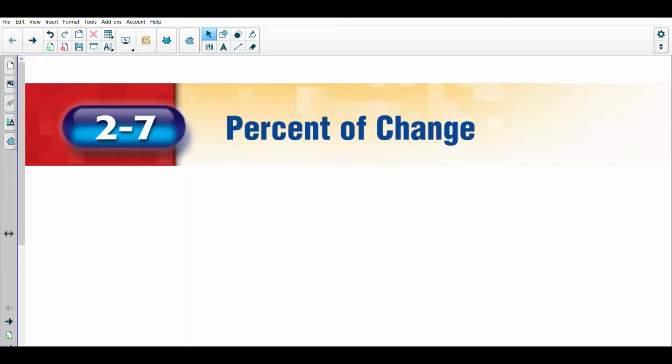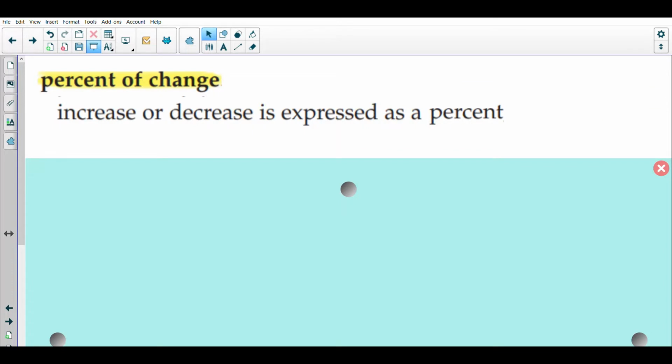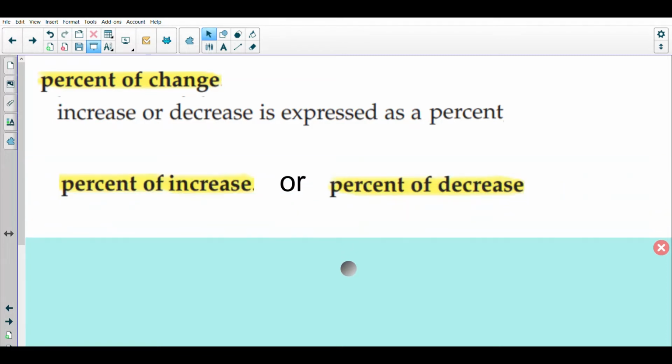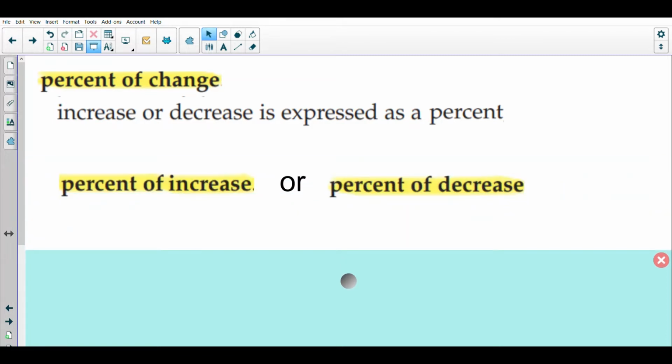In this video, we're going to look at section 2-7, percent of change. There are a couple of things we have to cover before we start tackling percent of change, because there are different situations to proceed in. First off, percent of change is an increase or decrease and is expressed as a percent. So we have a percent of increase or a percent of decrease.